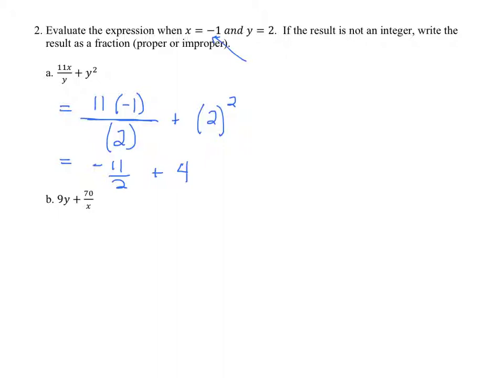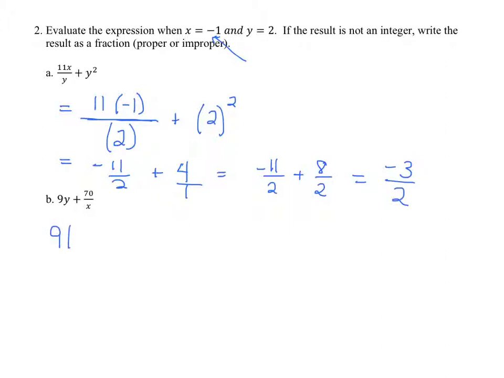Now for this one, I'm going to actually change 4 into, ready? 8 over 2, right? Because 4 over 1, common denominator. Keep my denominators the same. Add my numerators, so -3/2. So I'm just going to keep it as -3/2 even though it's an improper fraction. Let's do the next one.